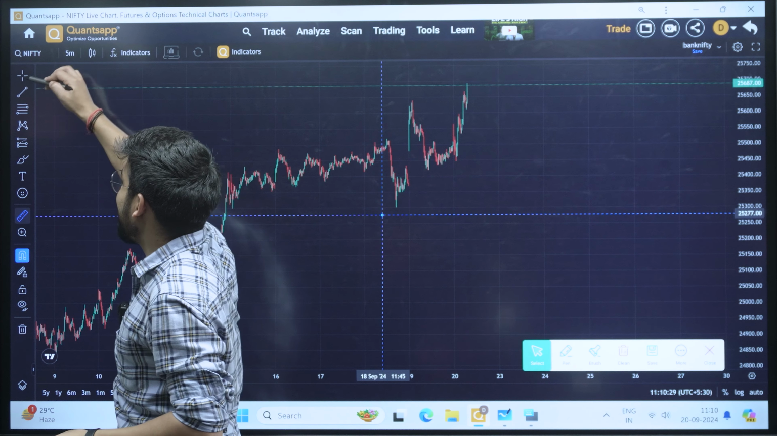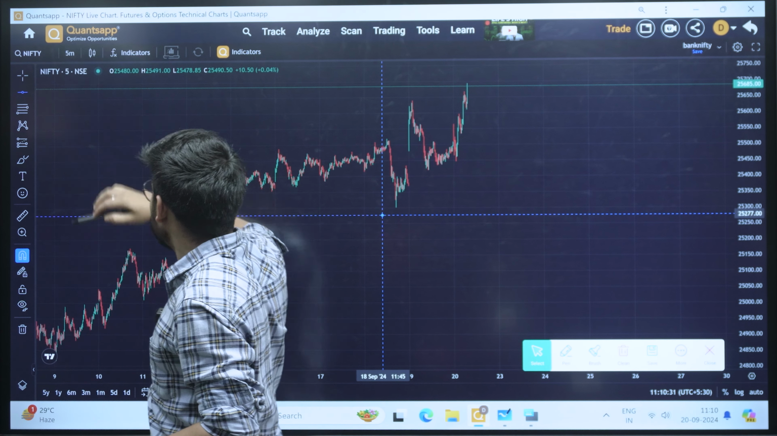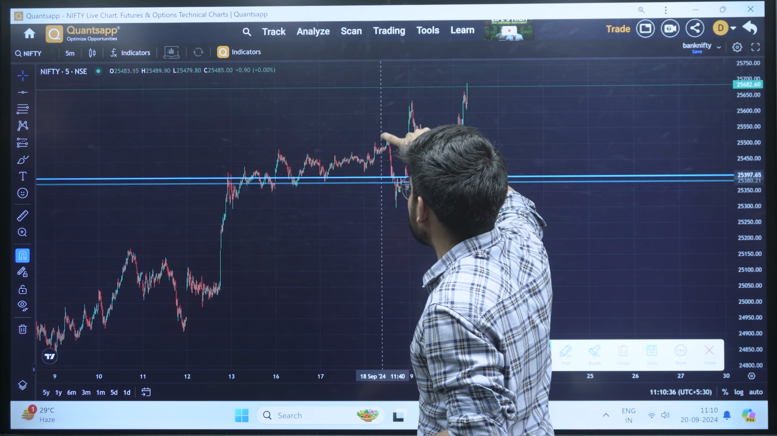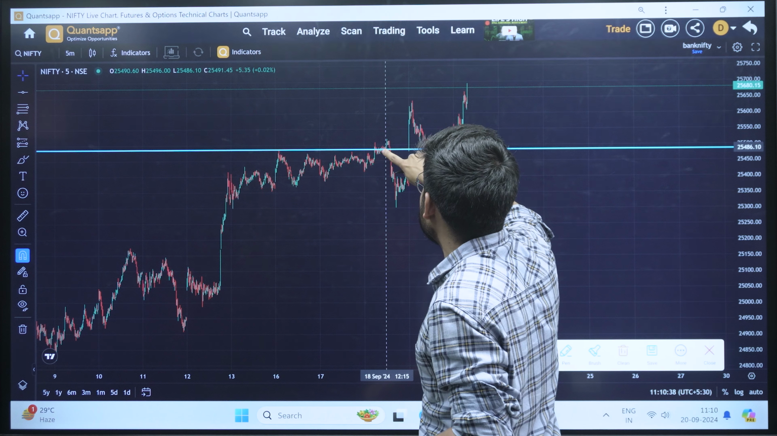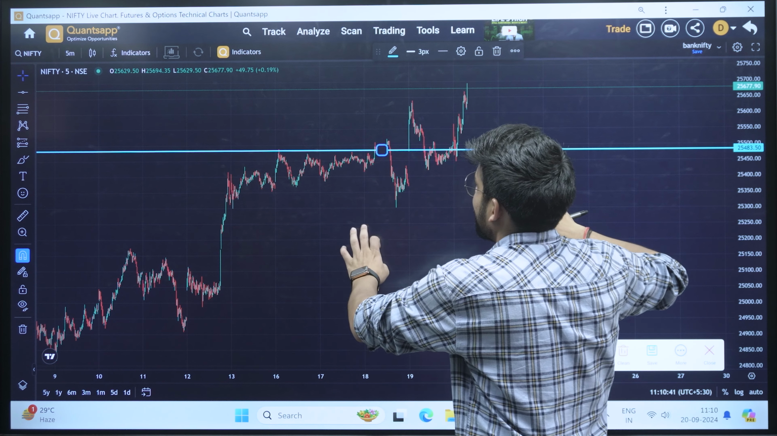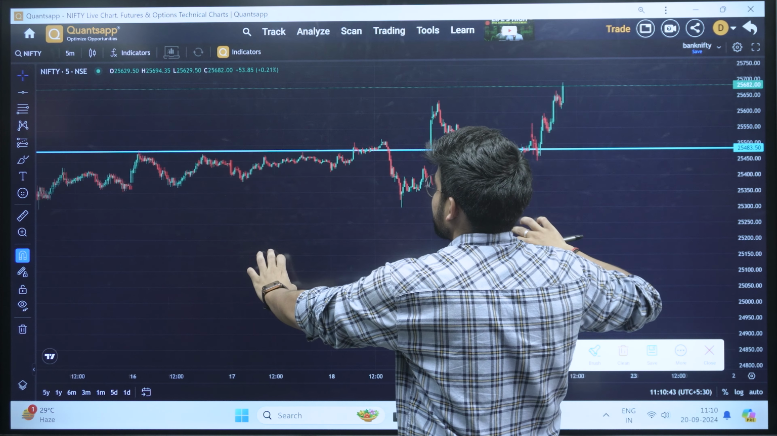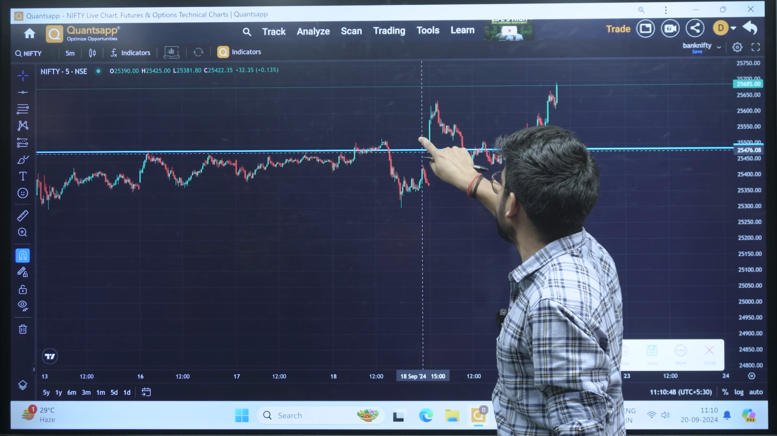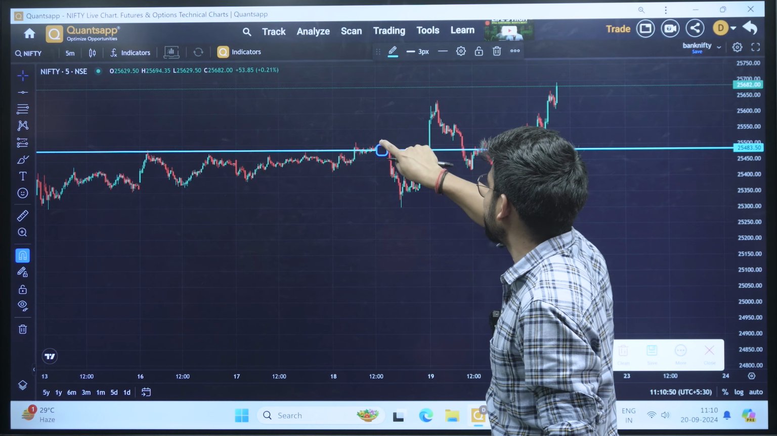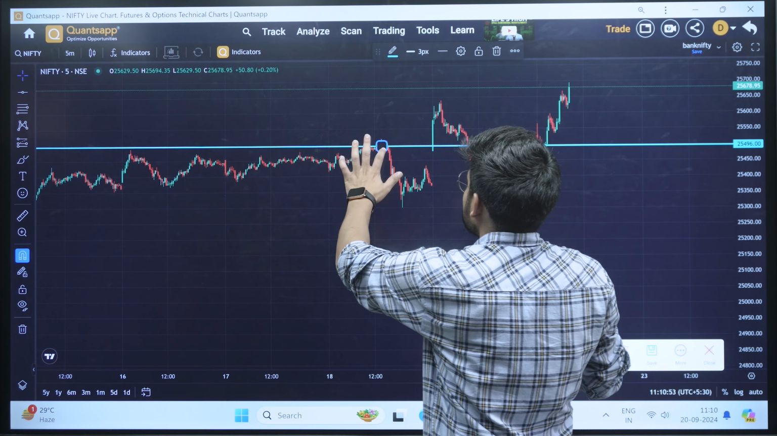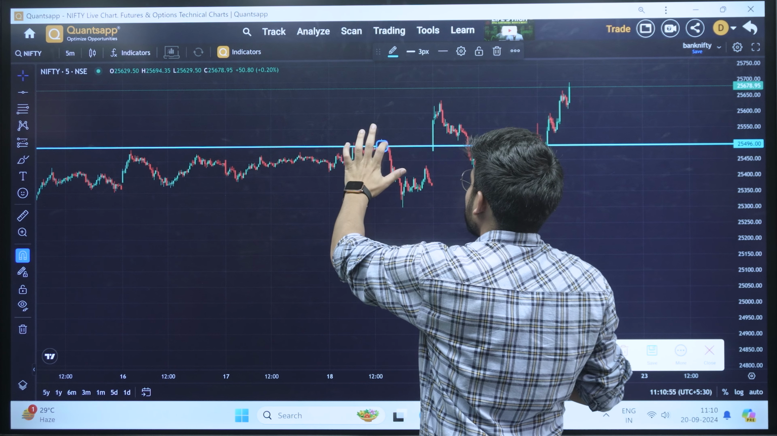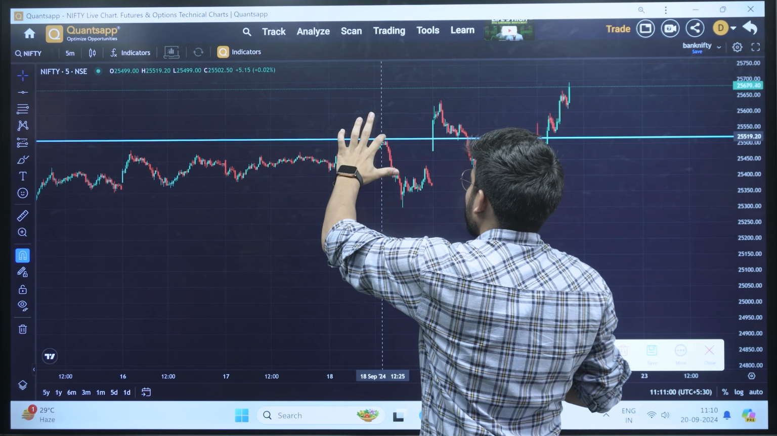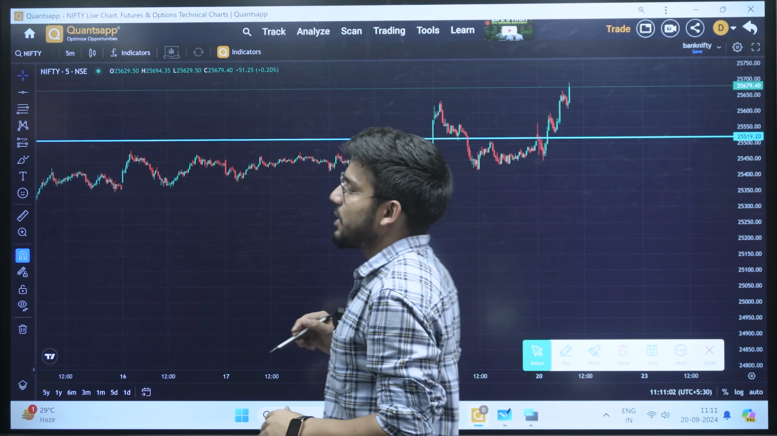Okay, so first of all, I'll mark a resistance here. I can see there is a resistance at this point, right? So I'll mark this as my resistance. Okay, so I have placed my resistance here. Now you can see there is a resistance. Or if I make this my resistance, I think this is much stronger than the previous one. Let me place it, wait. Okay, so this is my resistance. Now I have placed it.